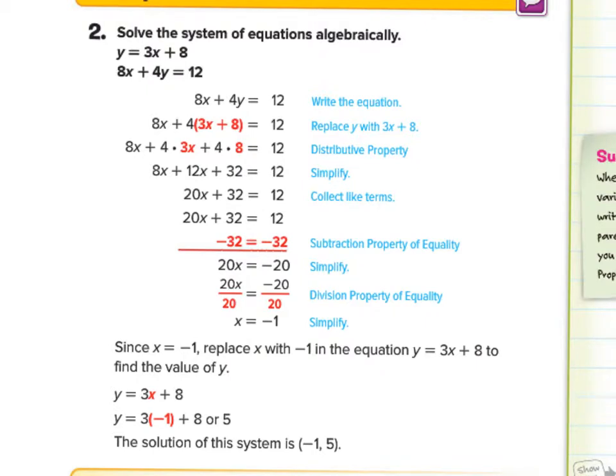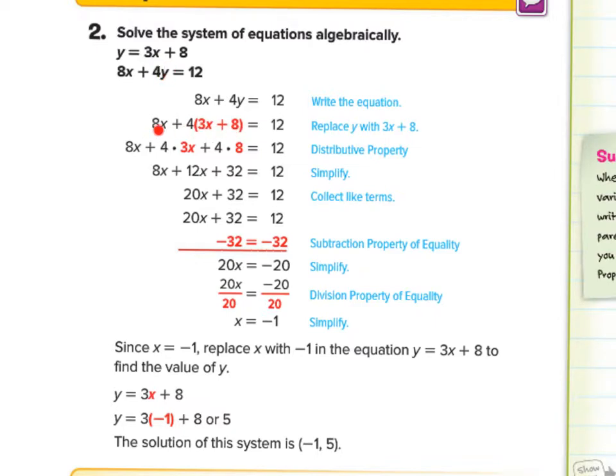And we can see that in example 2. You see how we have y equals 3x plus 8, and then we have as a standard form 8x plus 4y equals 12. Okay, let's solve for y. We can solve for x here, by inserting y, what we know. And we know that y is 3x plus 8. So let's take this 3x plus 8 and put it right in here. Okay, and then we can use distributive property to solve.